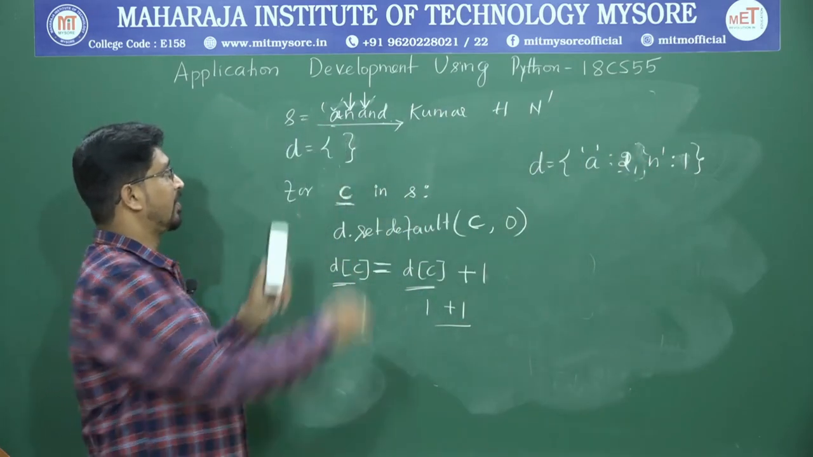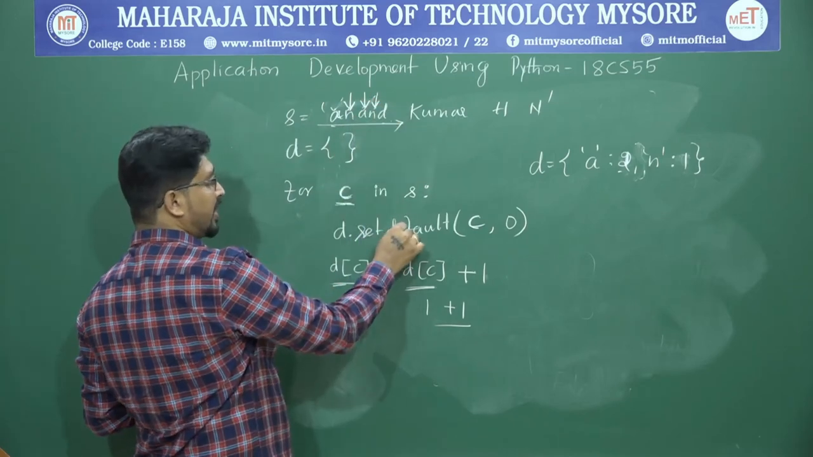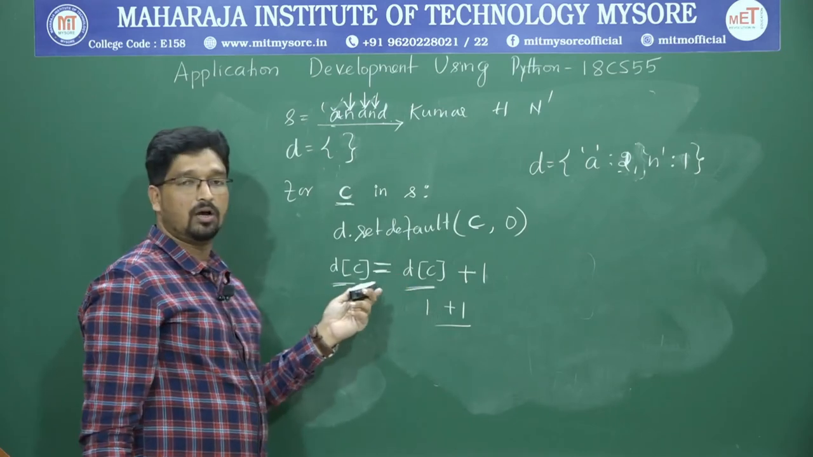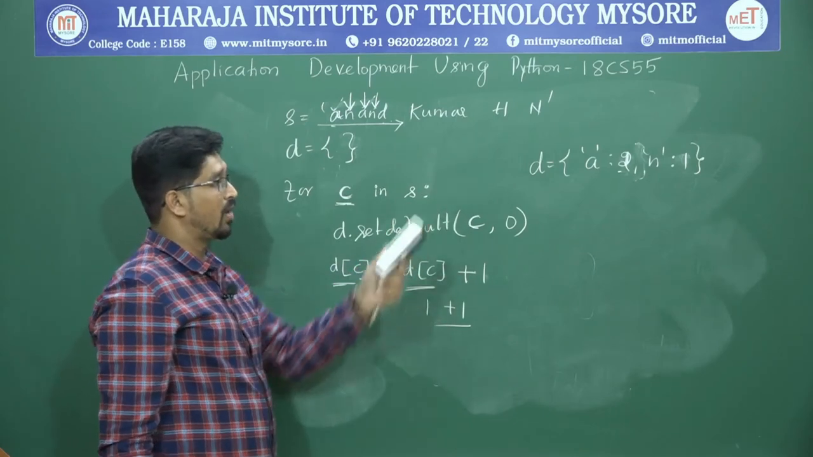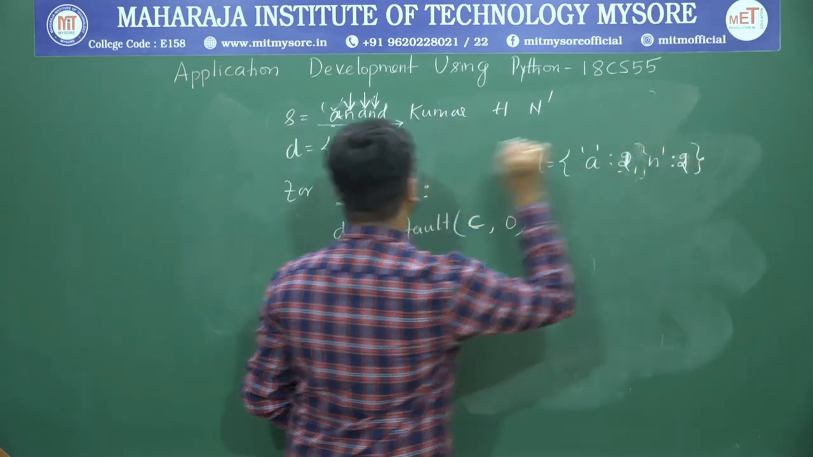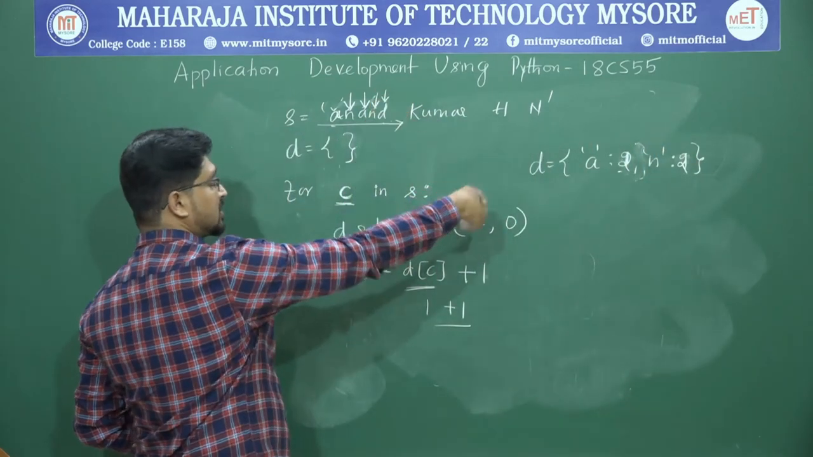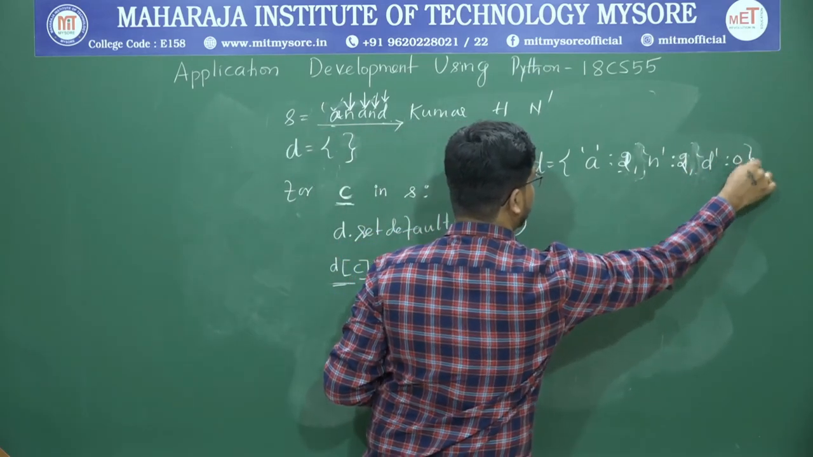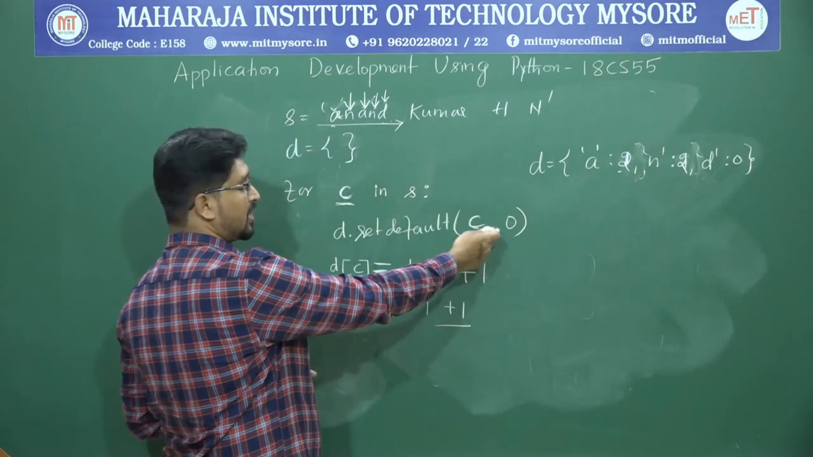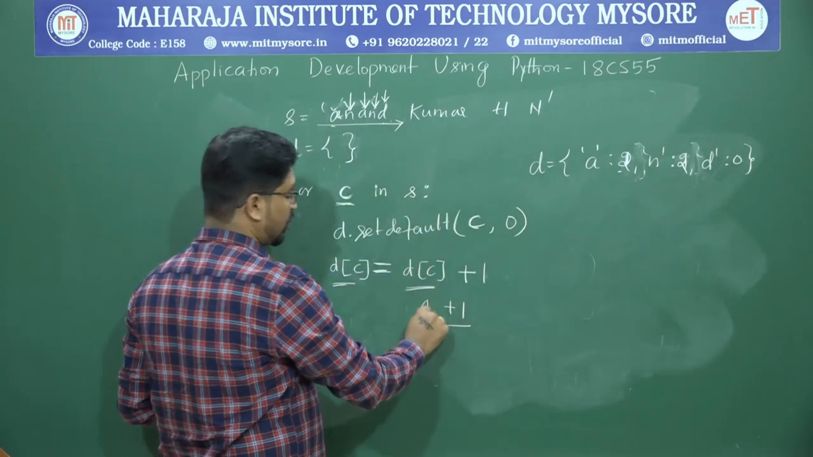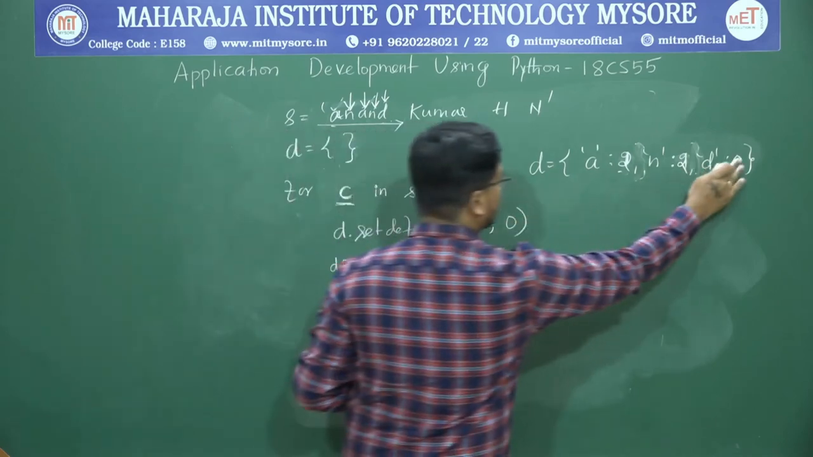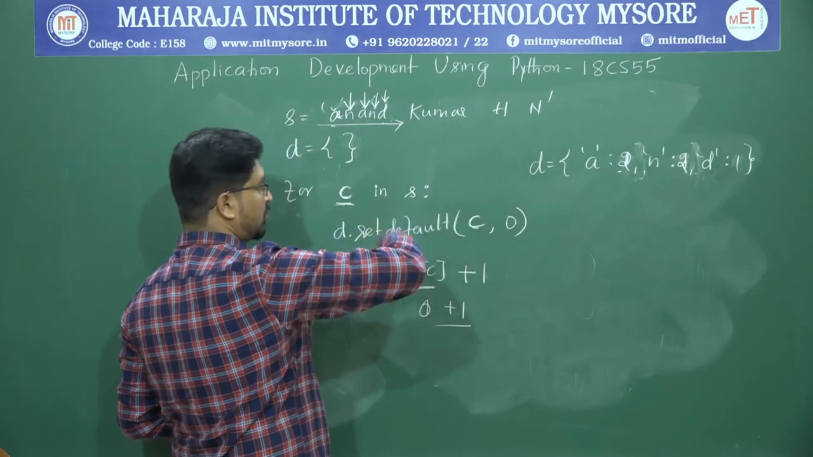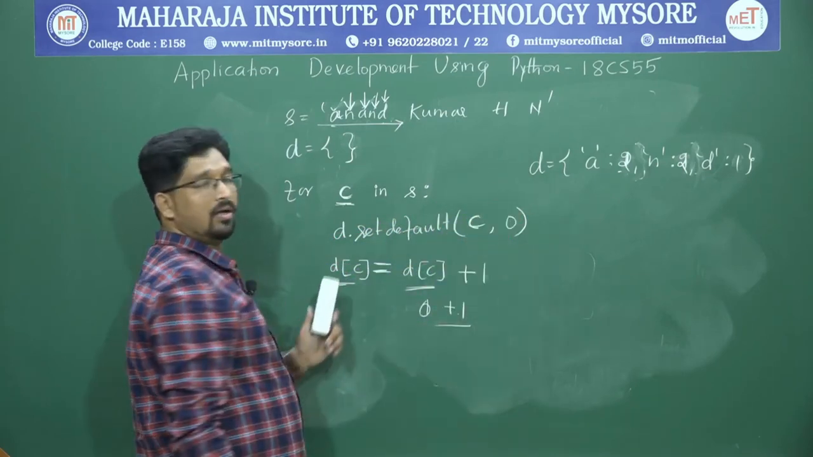In the same way, we have got n again. N already exists, so set default will not perform anything. It will come back to d of c is equal to d of c plus 1. Again n value becomes 2. Again we have d, which does not exist. D gets added to the dictionary as initially 0. Then after adding d as 0, d of c is 0 plus 1, so d gets incremented to 1. Again space we have. Space does not exist, so space is incremented to 1.